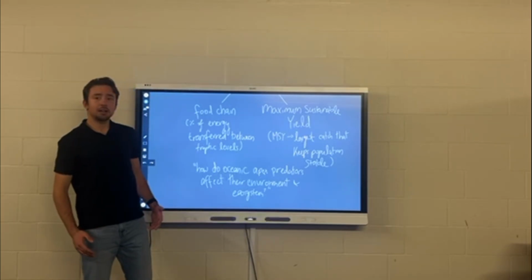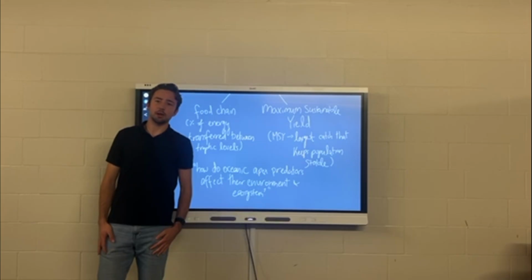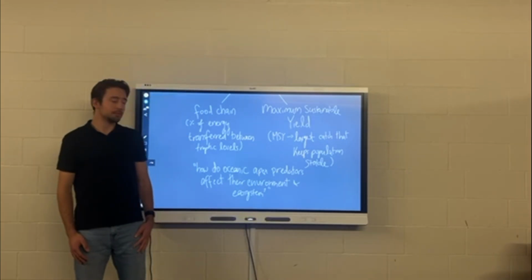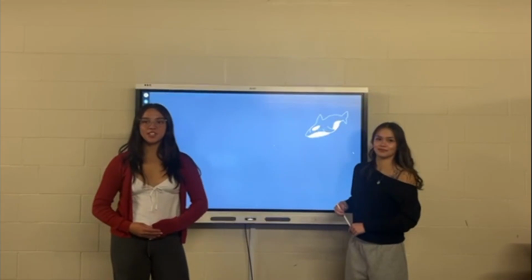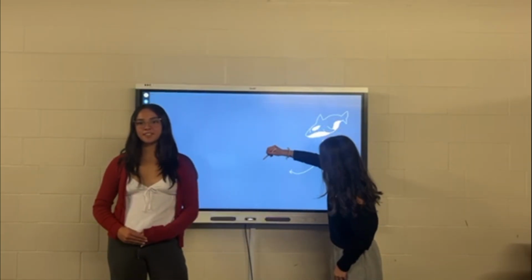So let's dive into that and how these processes interact and connect, starting with how energy moves through the marine food chain. Let's start with food chain efficiency, which describes how energy moves up the food chain from sunlight to apex predators.